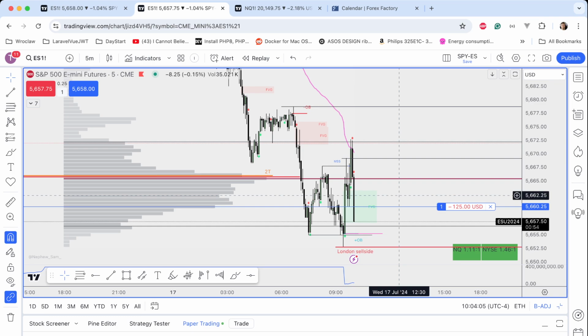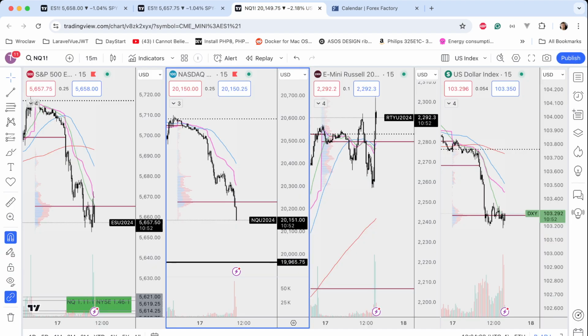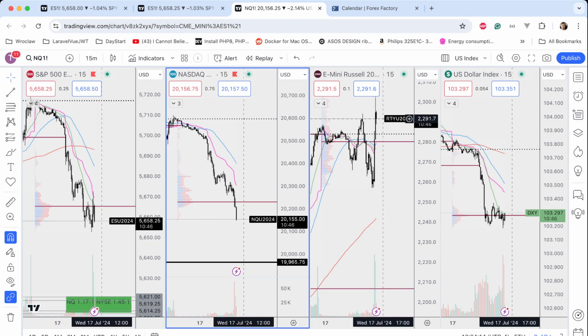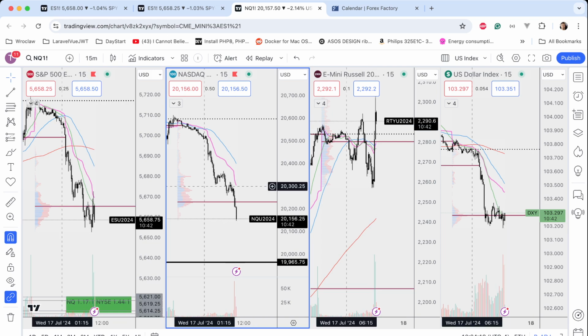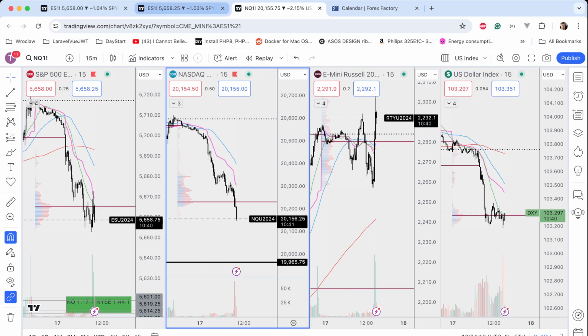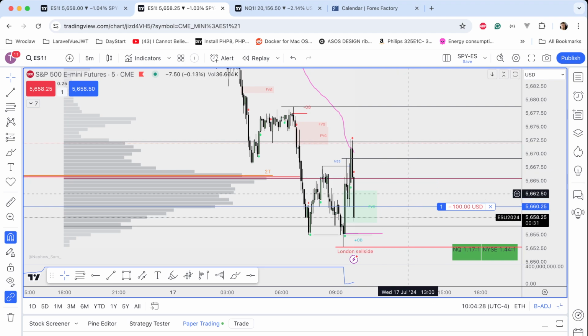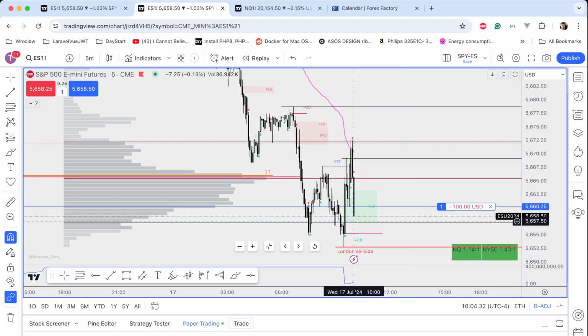Let's quickly have a look at Nasdaq. Nasdaq is dropping, but Russell is holding. Russell always helps ES hold the price high, so I wouldn't short this right now. You see some buyers coming in.